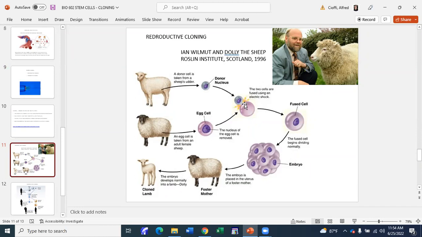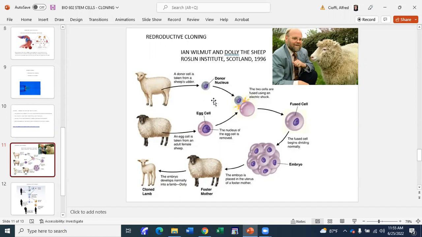And this can either be done by electrical charge. Typically, it's an electrical charge. Yes, they obtain a donor nucleus, but actually they took just a whole cell, just a somatic cell. This is a somatic cell from another sheep, all right? And they used the udder of the sheep. There's a reason for that. The udder is the mammary glands of the sheep.